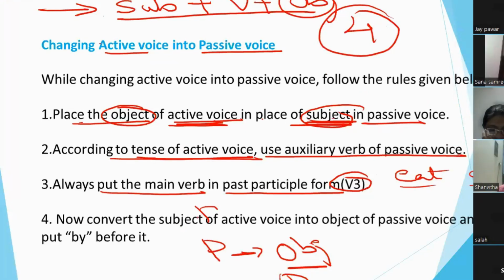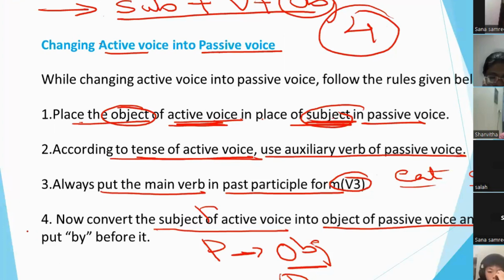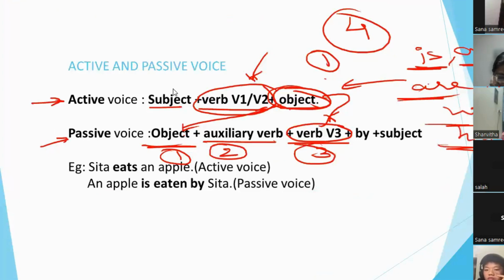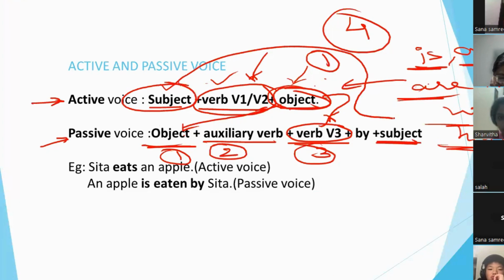The 4th rule says, convert the subject of active voice into the object of passive voice and put by before it. Okay, so the last rule says, we are done with the first, second, and third rule, right? We are done with the subject, what to do with the verb in the passive voice. Now we are left with the object part, right? Where to place this object in your passive voice? So this subject has to be placed in place of object in your passive voice and put by before it. Okay, this is our rule number 4. Understood, everybody?